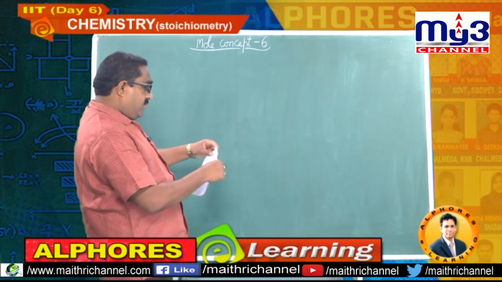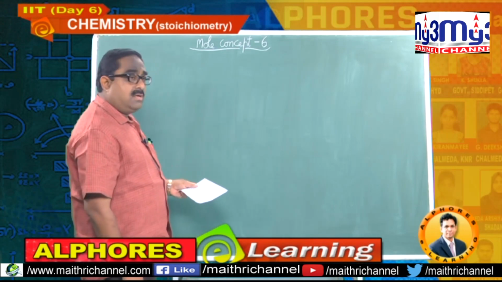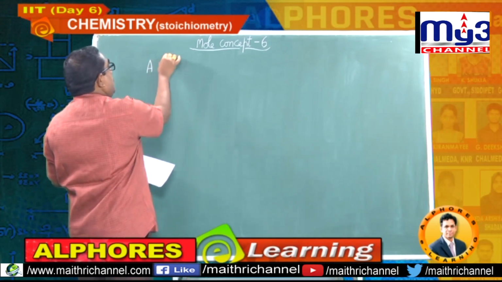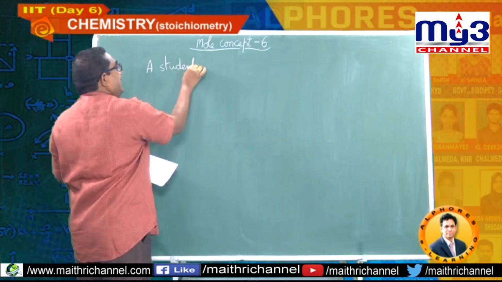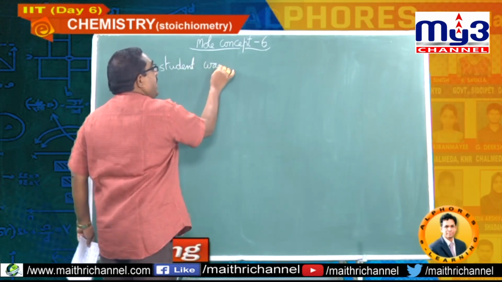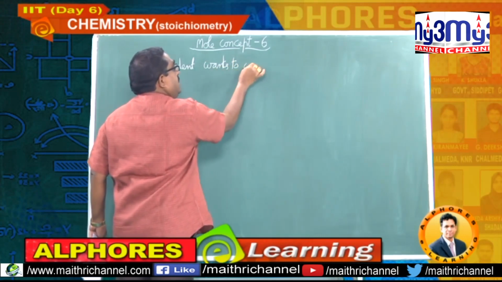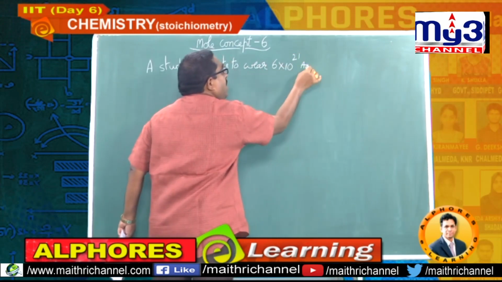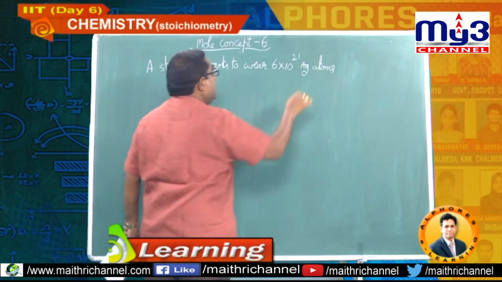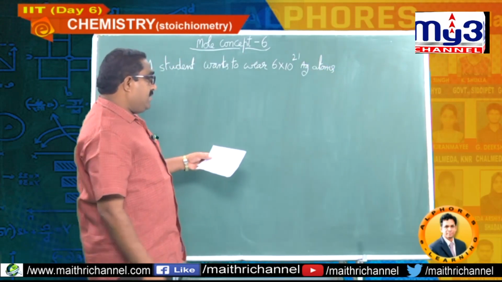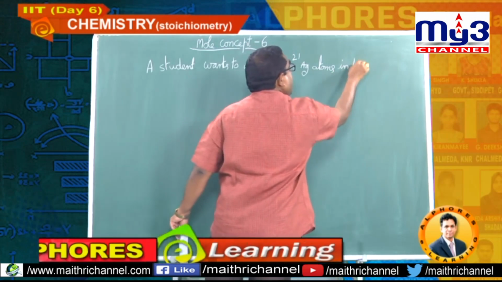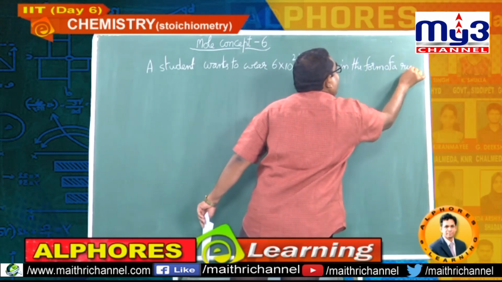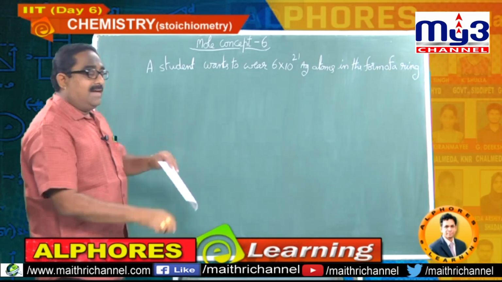And today's first numerical in this session is, write down along with me, students. I am writing the question on the board. Write down: a student wants to wear 6 into 10 power 21 silver atoms in the form of a ring, students, right?